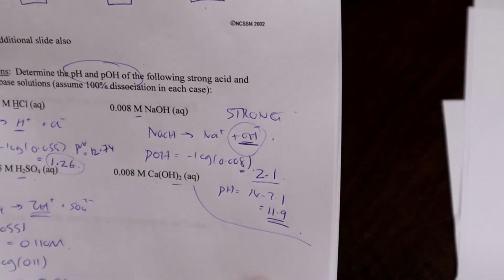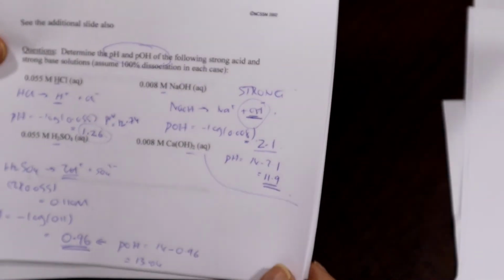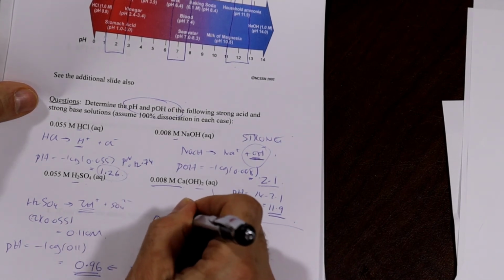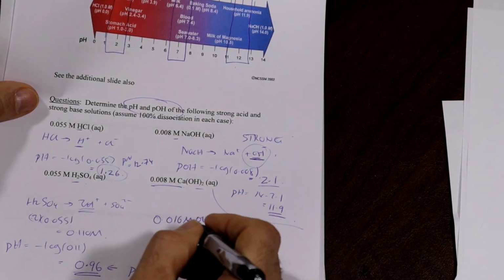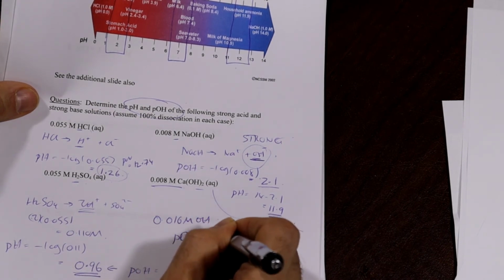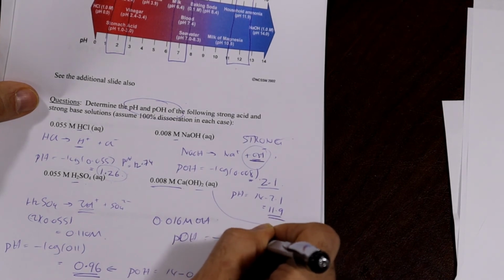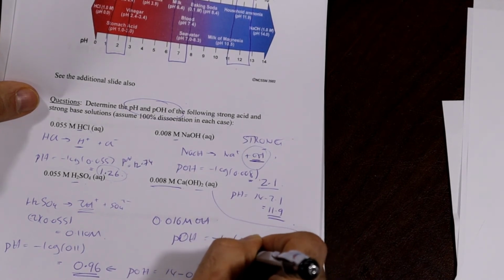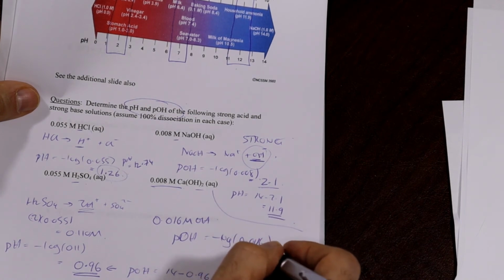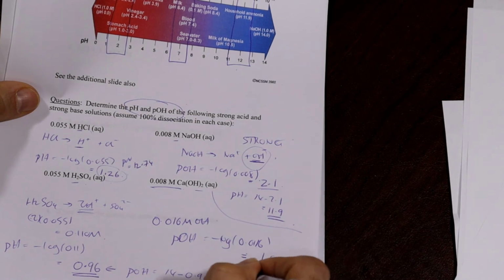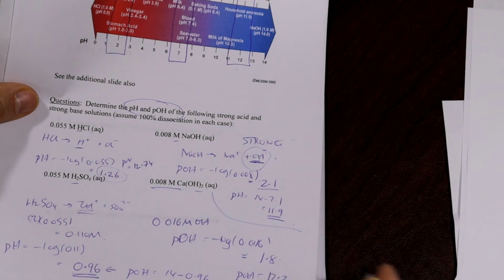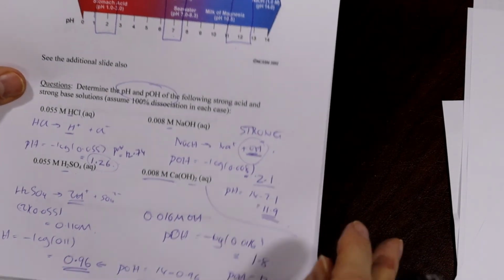You see that one. Finally, dibasic. So I've got 0.016 molar OH. pOH equals minus log of 0.016 equals 1.8. So pH equals 12.2. All right. Hopefully that makes sense.